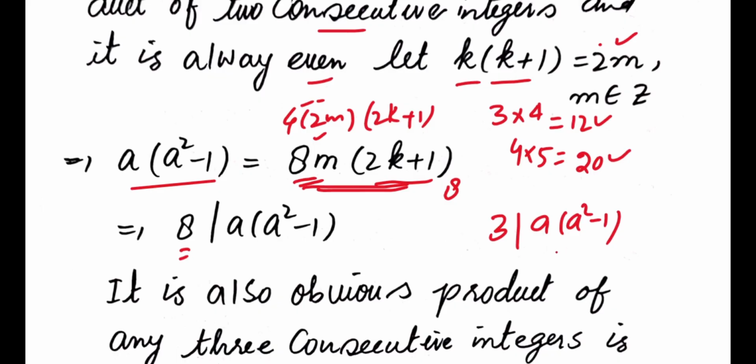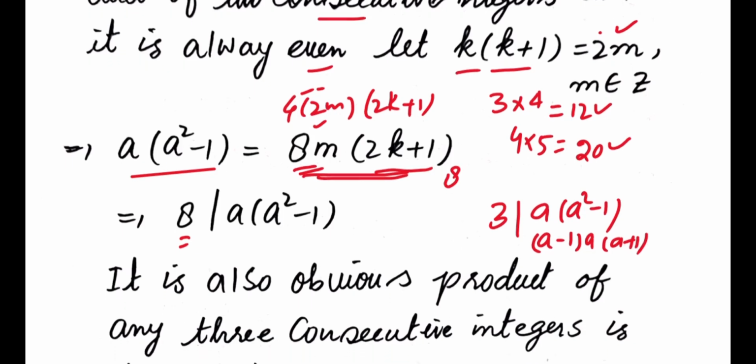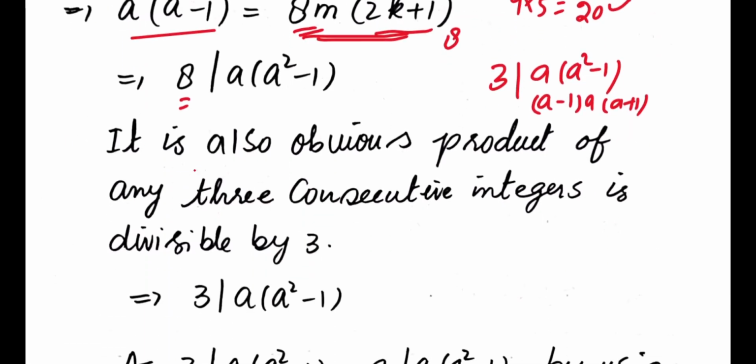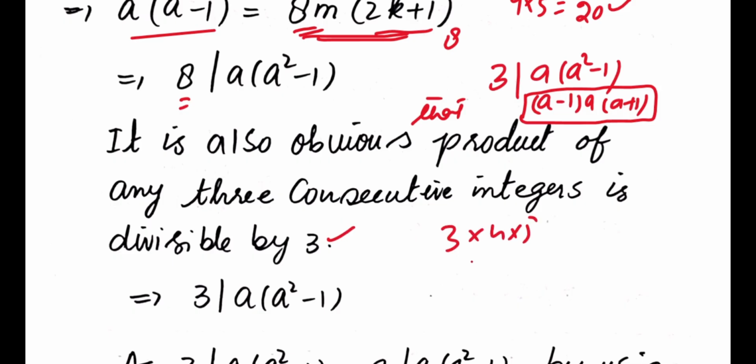As a into a square minus 1 can be written as a minus 1 into a plus 1, it is also obvious that this is a product of three consecutive integers. You can notice that these are the product of three consecutive integers. The product of three consecutive integers is always divisible by 3. If you take any three consecutive integers like 3, 4, 5, one of them is always divisible by 3. Suppose you take 4, 5, 6, then 6 is divisible by 3.